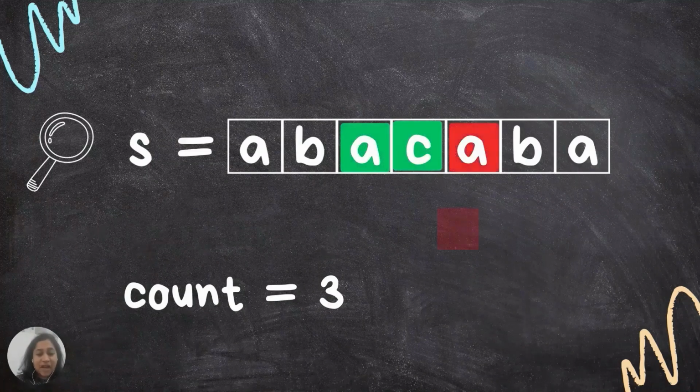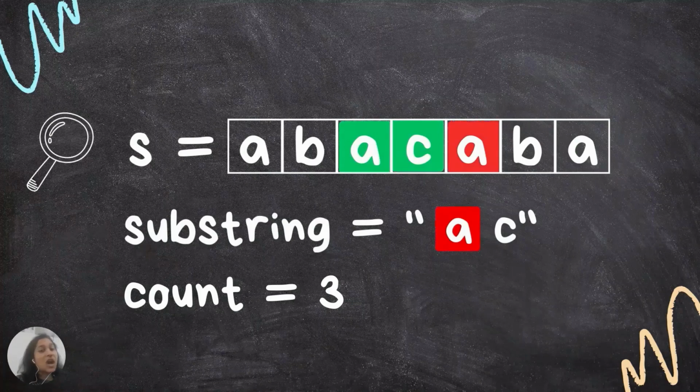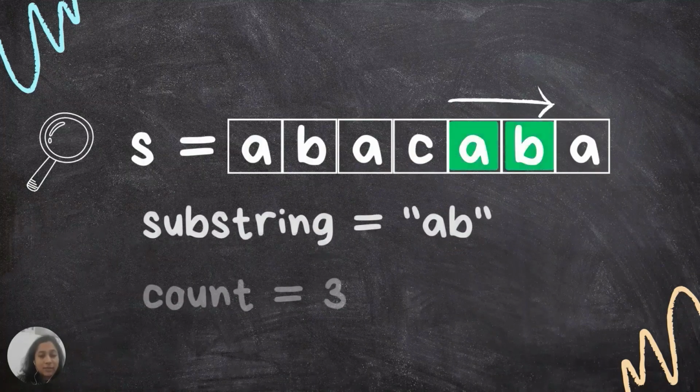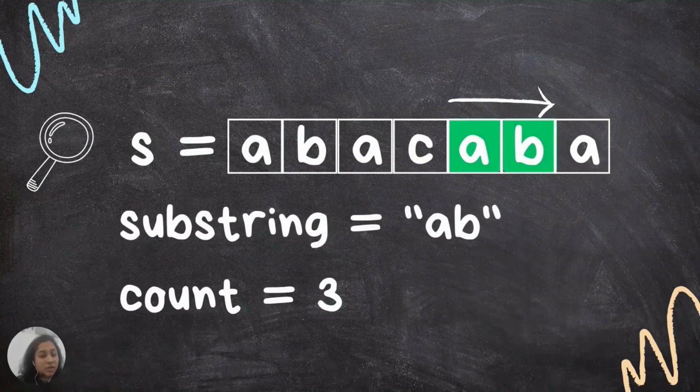It's A. Is it there in our substring? We can't add this one. Again, we have to make a partition. So now we have three substrings. Okay, keep the count. We have three substrings. So we will clear the substring and add A in our substring. Increment the index, it's B. Was B in our substring? No, it wasn't there. So we have added it in our substring.